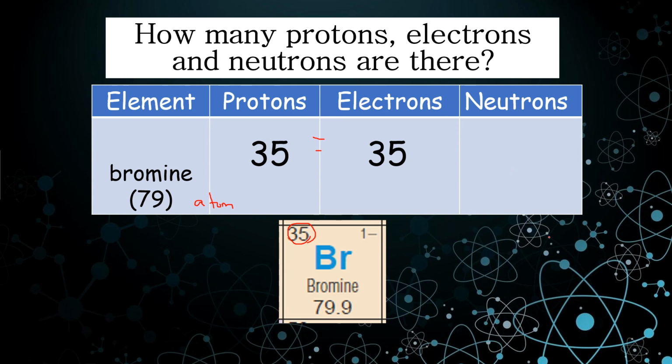To find my neutrons, I'm going to take this nice number here because it tells me that's the isotope that it is. If I didn't tell you that, you would take this number down here and you would round it to an 80. But I've told you to use 79. So take 79 minus 35, which gives me 44.